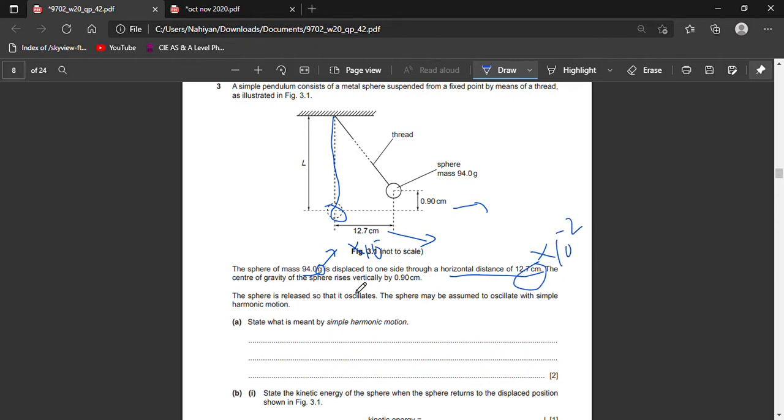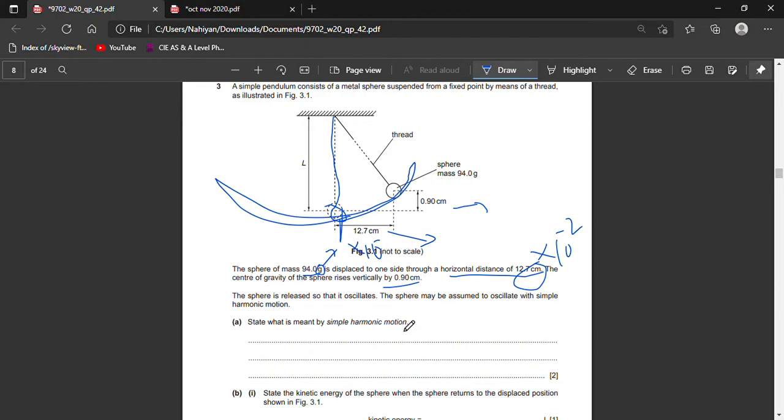And the center of gravity of the sphere is vertically. Yeah, so these are given in the pictures. The sphere is released so that it oscillates. Okay, so it goes like this, it oscillates. It comes back to the same point, so it's called oscillation. And the sphere may be assumed to oscillate with simple harmonic motion.